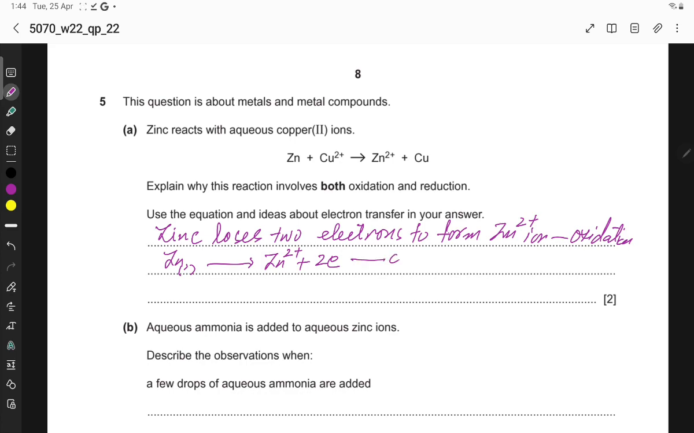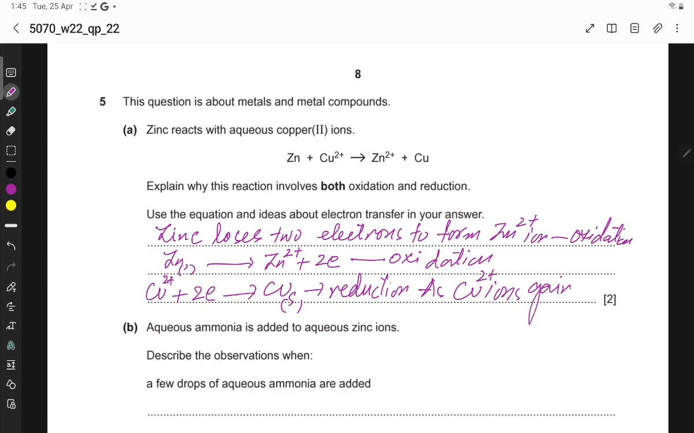This is oxidation, and copper gains two electrons, so this is reduction. Copper 2 positive gains two electrons, so this is reduction, as copper 2 ions gain electrons.